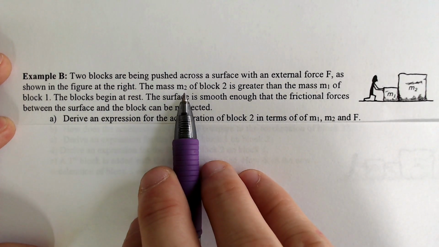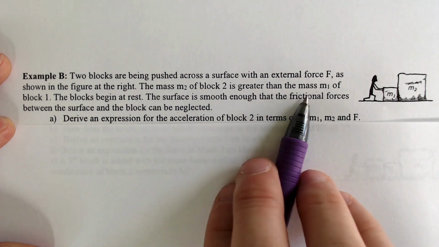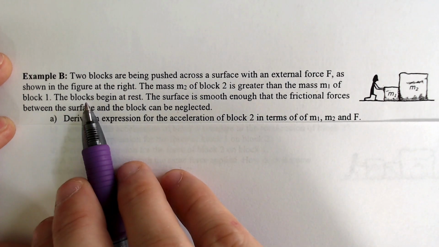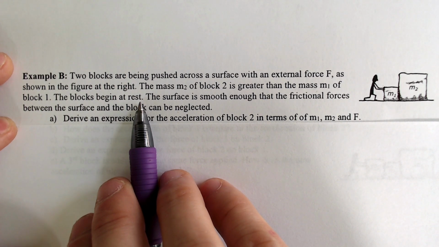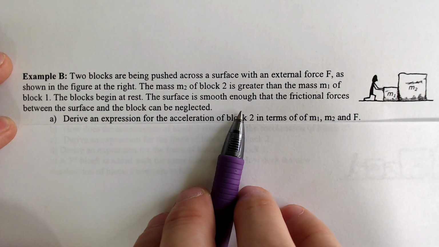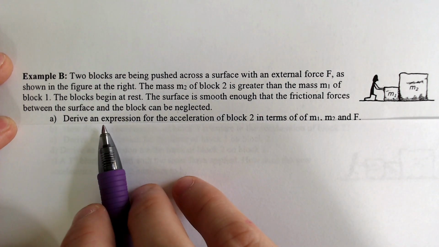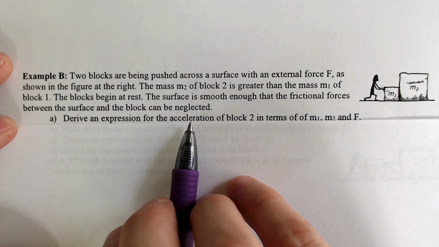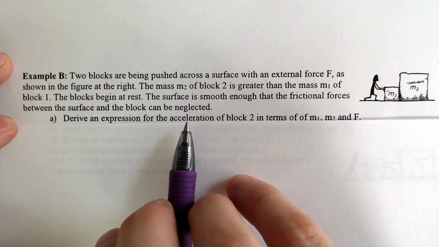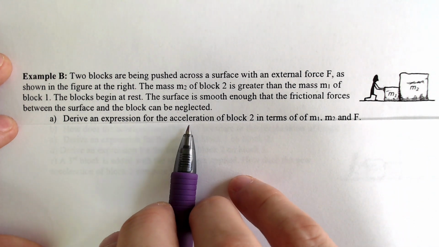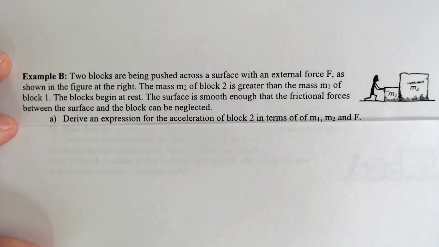The mass M2 of block 2 is greater than the mass M1 of block 1. The blocks begin at rest, so they were not moving before. The surface is also smooth enough that friction forces between the surface and the blocks and everything else are neglected. It's negligible. Okay, so that would have to be stated, or you would have to assume that friction doesn't exist.